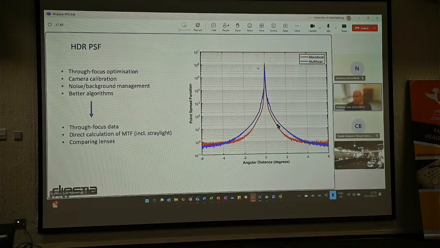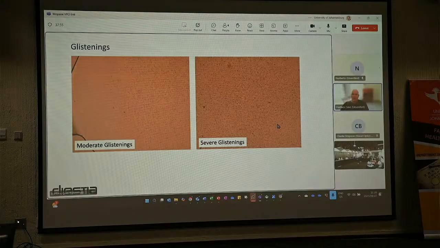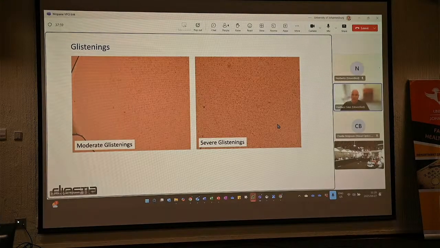Also about glistenings, they have a very minor effect on stray light. They can look dramatic like this, but the distribution is not very high.